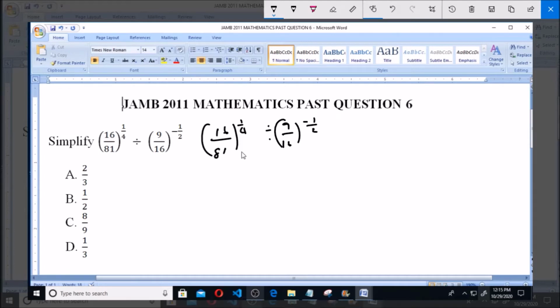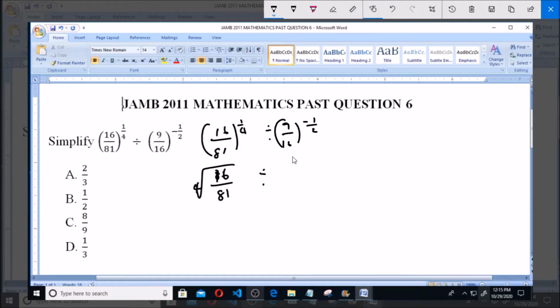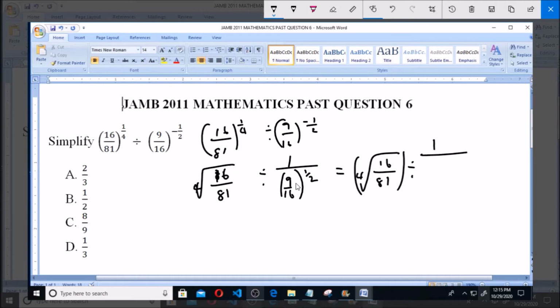Now this 1 over 4 from indices simply means the fourth root of 16 over 81, then divided by, now here this negative simply means 1 over 9 over 16 raised to the power of 1 over 2. Now this is equal to the fourth root of 16 over 81 divided by 1 over 9 over 16 to the power of 1 over 2, which is the same thing as saying the square root of 9 over 16.